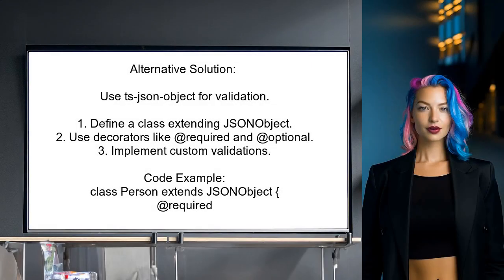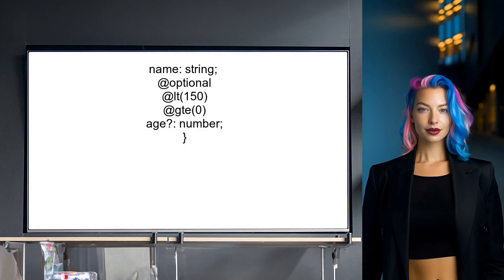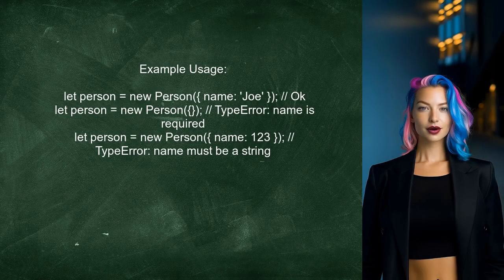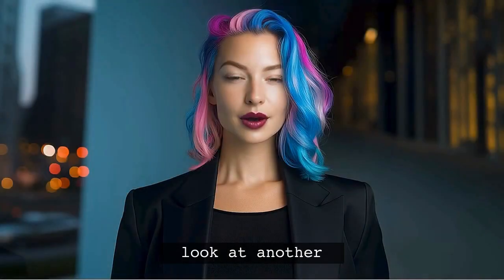An alternative approach for object validation in TypeScript is to use a library called tsJSON-object. This user created a validator using decorators to define required and optional fields, along with custom validations. For example, when creating a new person object, if the name is missing or not a string, it will throw a type error. This ensures that your data conforms to the defined structure at runtime. Let's take a look at another answer from another user.